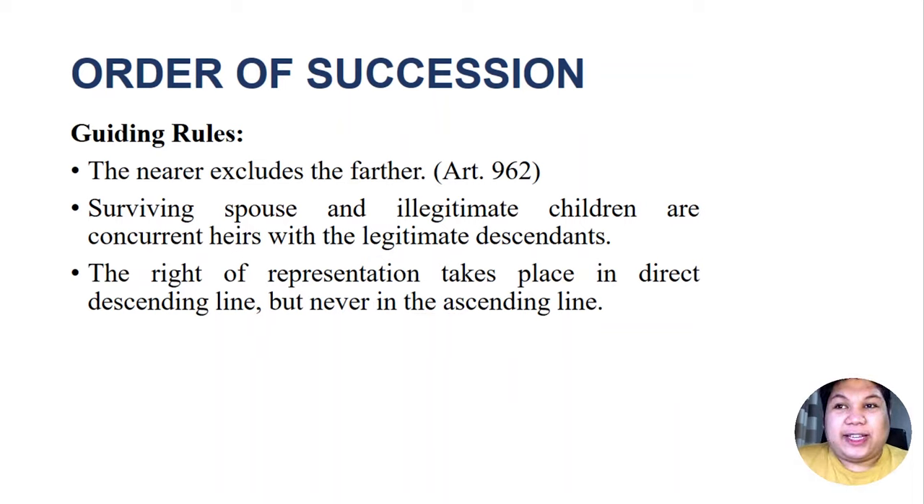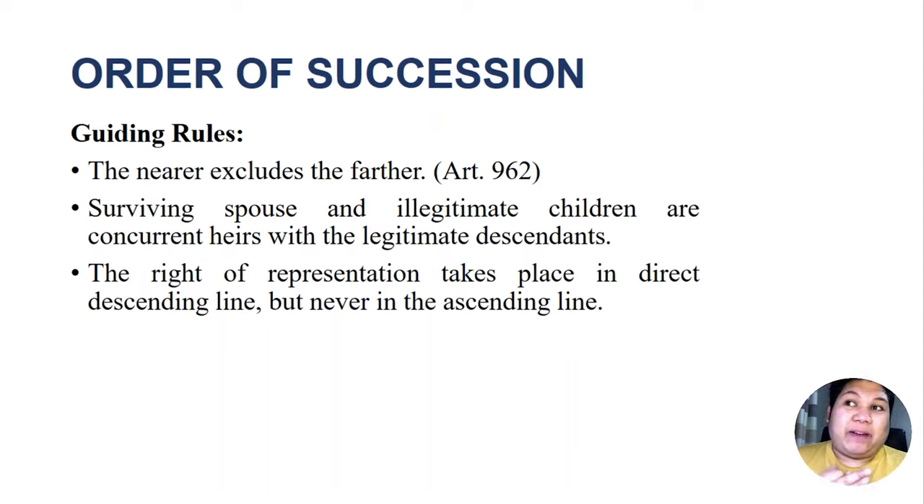However, in the case of the ascending line, for example, when the decedent is single, unmarried, with no child, normally the people who will be called upon will be the parents, right? So, for example, A is the child who is also our decedent, and B and C are the parents of A. So B and C would normally be the first persons to be called upon to inherit the estate of A, their child.